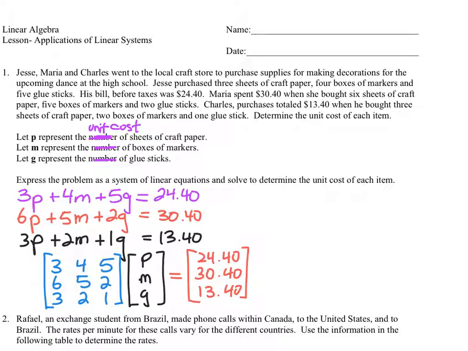those would all be represented in vectors because they're common variables, or the common units allow for them to be grouped together. All right. But then ultimately, what are you doing? You're taking all this, putting it in your calculator, and hitting ref. All right. So 3, 4, 5, then 24.4, 6, 5, 2, then 30.4, 3, 2, 1, and then 13.4.